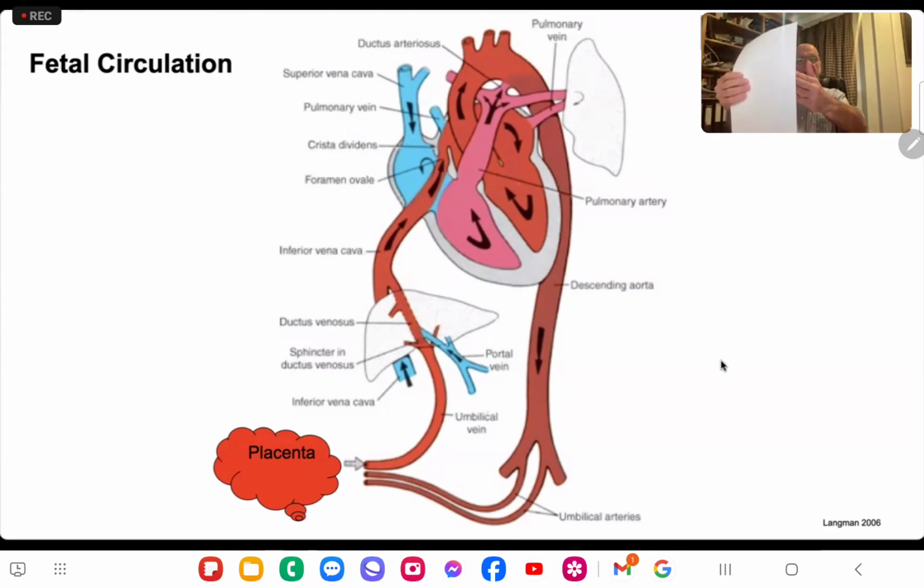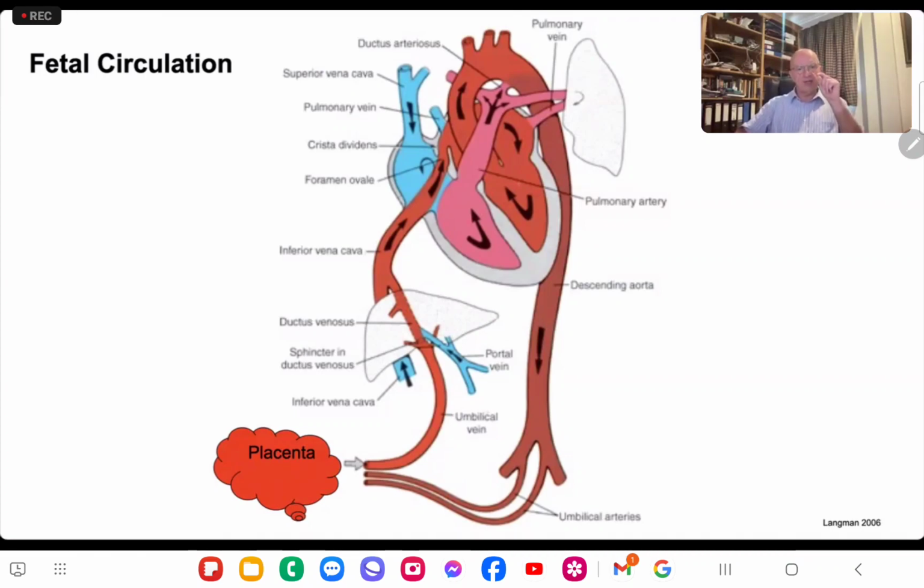the interatrial septum, which has got this flap in it. It pushes the flap open, and the blood goes into the left atrium. Or most of the blood goes into the left atrium. A little bit still goes through the right ventricle into the pulmonary artery, and then there's another shortcut it can take to stop the blood going into the fetal lungs where it doesn't need to go, which is the ductus arteriosus.